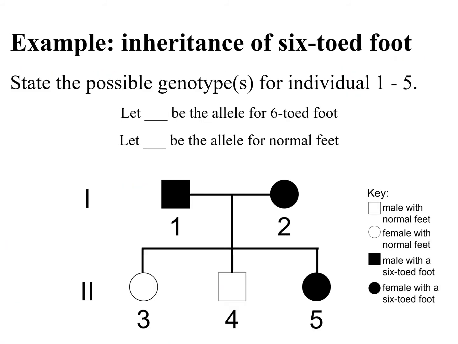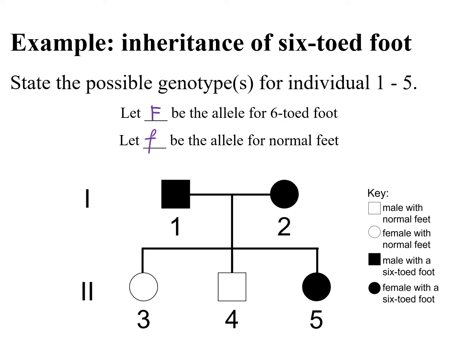Next question, can you state the possible genotypes for individual 1 to 5? In order to do that, you have to first let the allele. We let the allele for six-toed foot be capital letter F, because from the last slide, you know the allele for six-toed foot is dominant. While the allele for normal feet, you let it as a small letter f because it's recessive from the previous slide. You do it already.